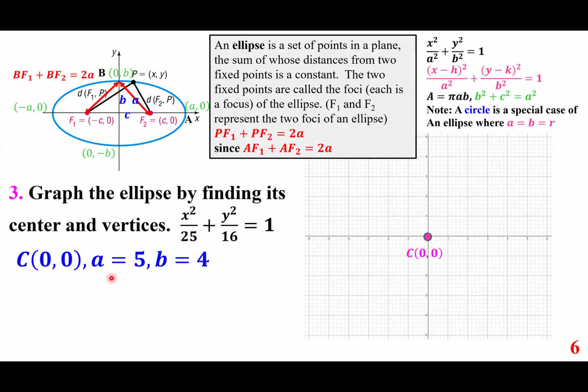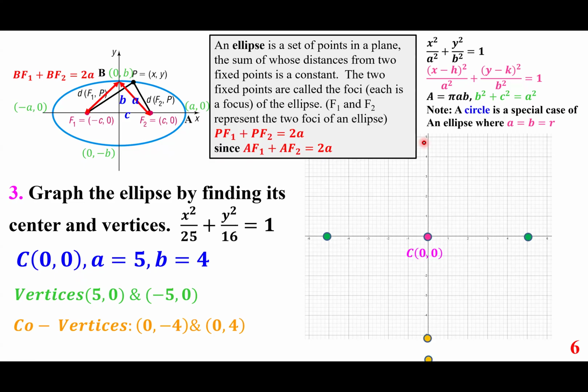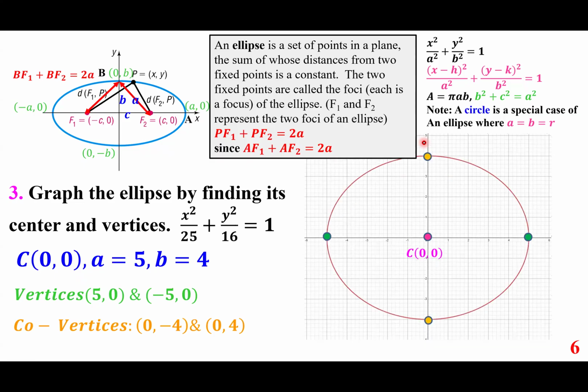And of course, we go A units to the right, A units to the left. Those are the x-intercepts. We go B units up, B units down from the center. And the graph is close to a circle because A and B are fairly close. But nevertheless, it's elongated along the x-axis.